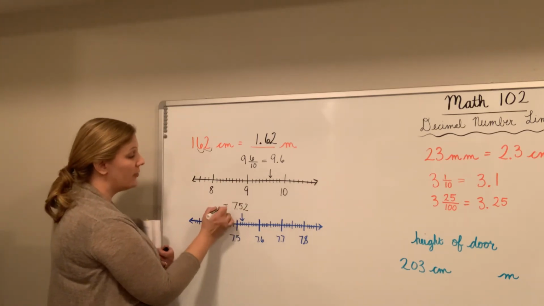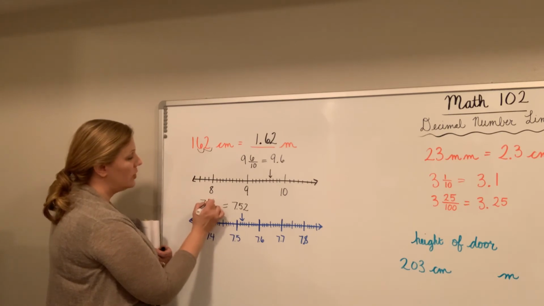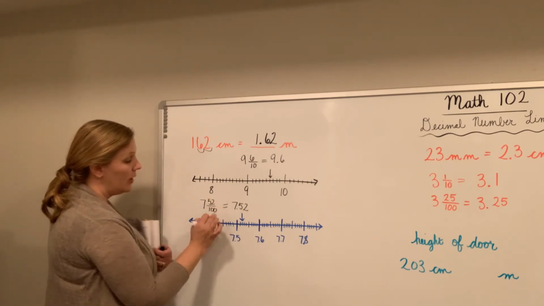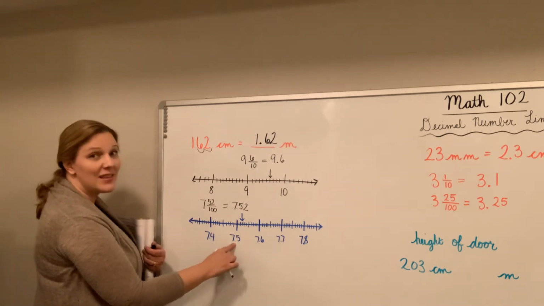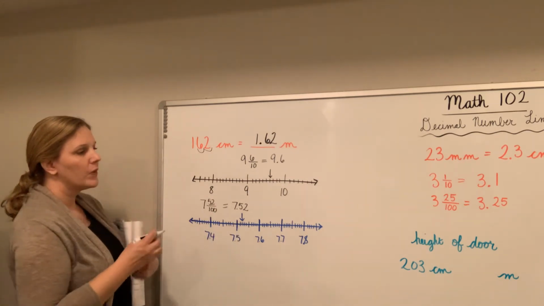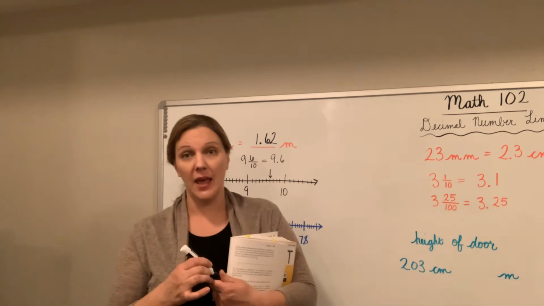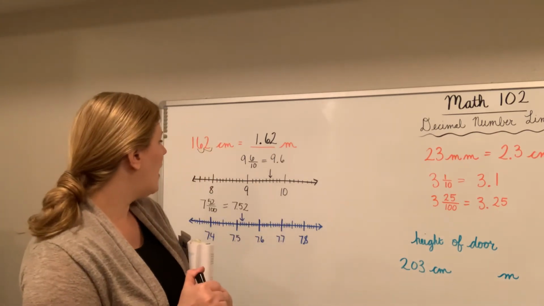And if we were to write that as a fraction, it would be 7 and 52 over 100, because these are broken into tenths, and then those tenths are broken into 10 more. So we'll talk about this together today a little bit.